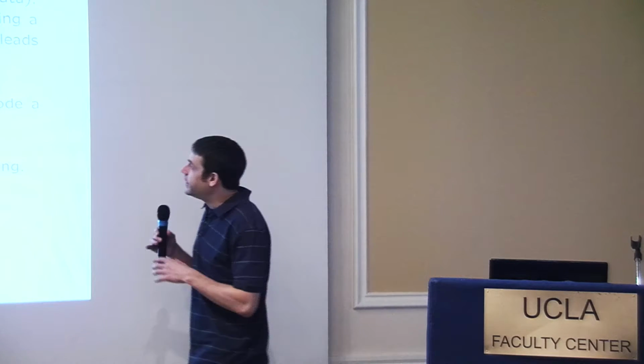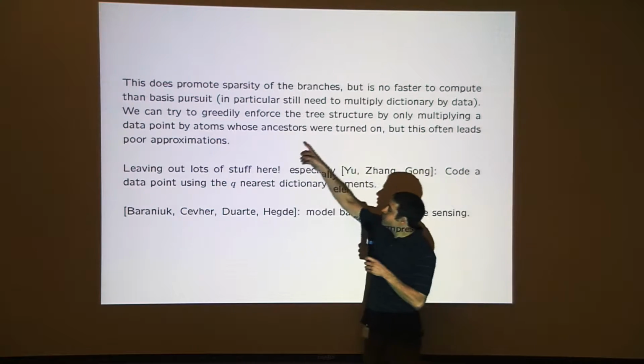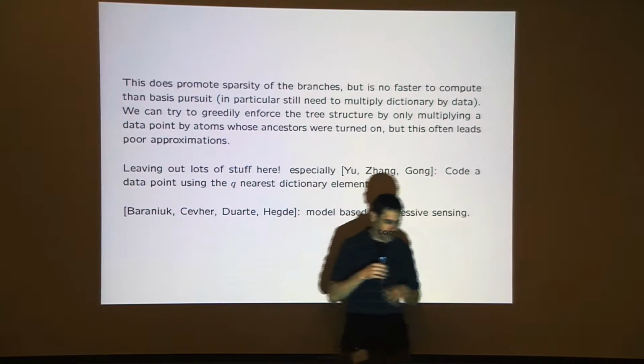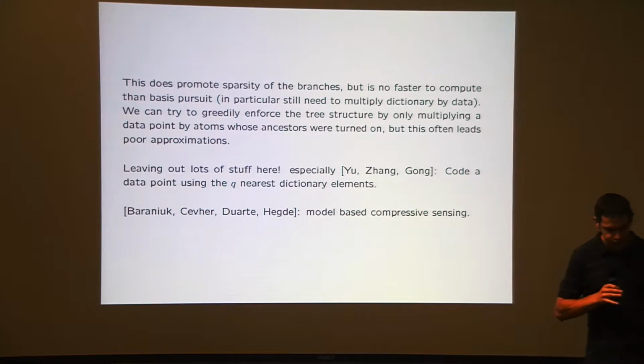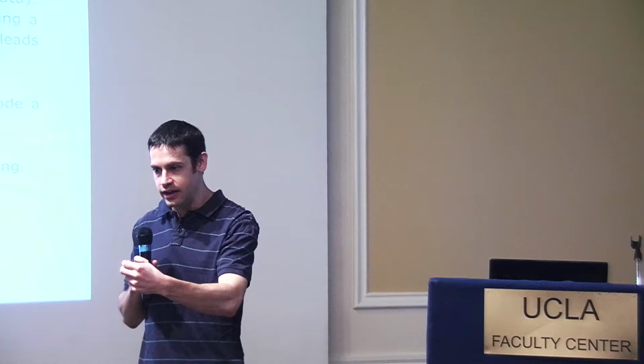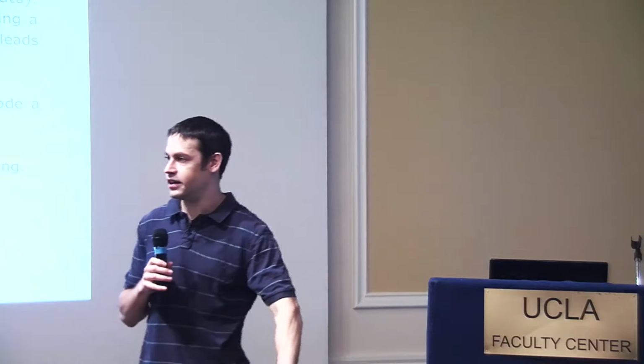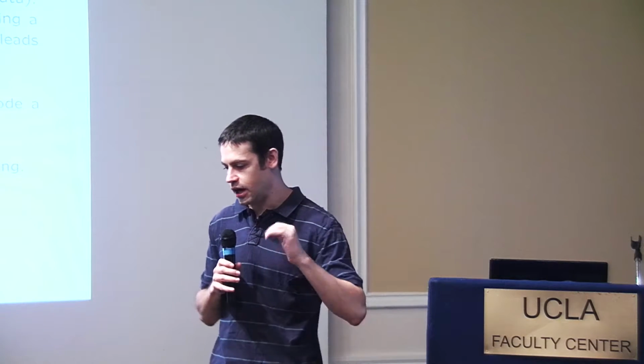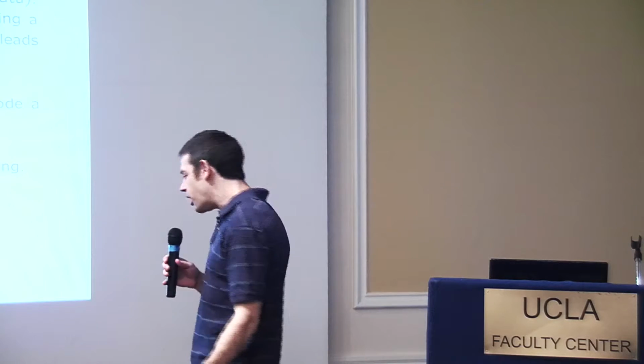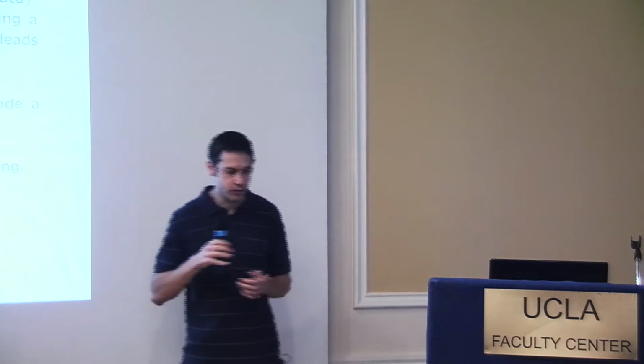So you could try something else. You could try to be greedy about it and say, well, I'm going to train my dictionary in this tree structure, and I'll walk down the tree, and if I turn this guy on, then okay, I can continue down the tree, and if I don't turn it on, then I'm not allowed to look at any of his children, and I won't turn any of those guys on. The problem is that really doesn't work very well.